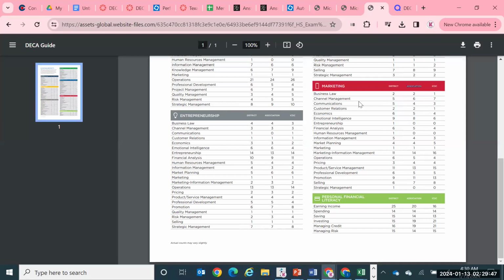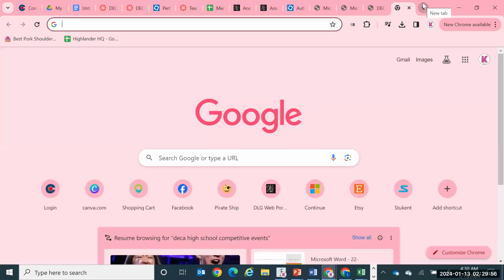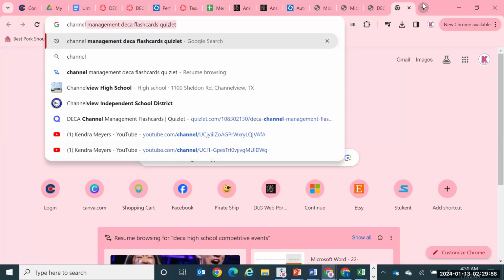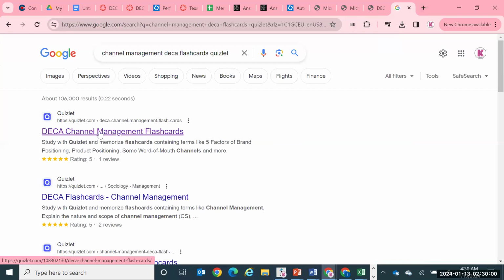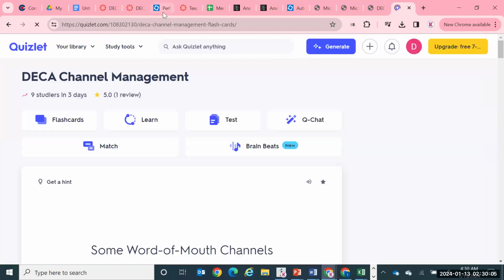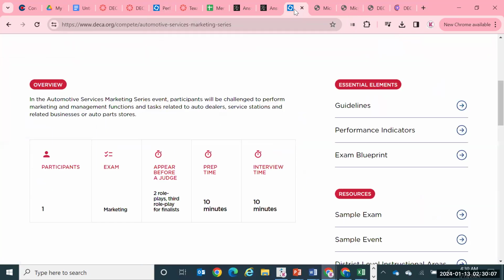Once you know which performance indicators or instructional areas you need to study, there's a couple of ways to do this. You can literally Google. So say I'm bad at channel management. I can Google channel management DECA flashcards and it's going to give me Quizlets. Okay. I can study those Quizlets. The other thing that I highly recommend though is DECA Plus.